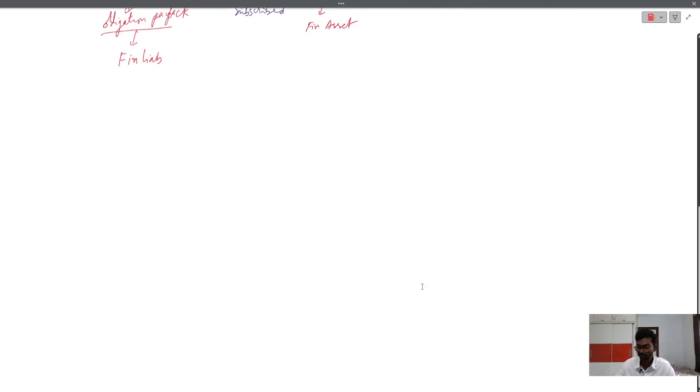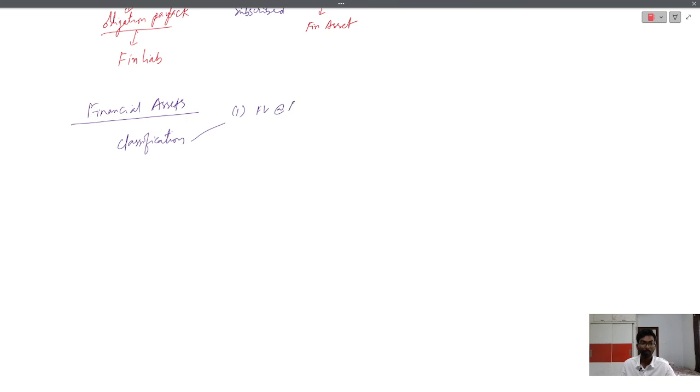Now let's look at financial assets specifically. First of all, we have to look at classification. IFRS 9 says that financial assets can be classified or categorized into three types. Number one, financial assets measured at amortized cost. Number two, financial assets measured at fair value through profit and loss account. Number three, financial assets measured at fair value through OCI.